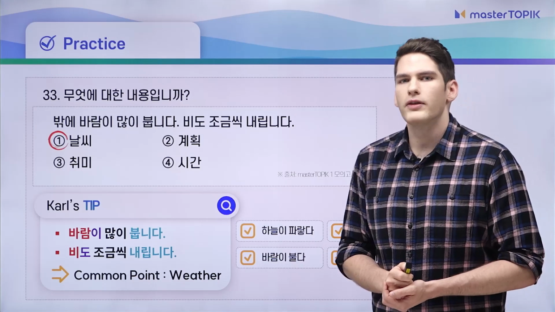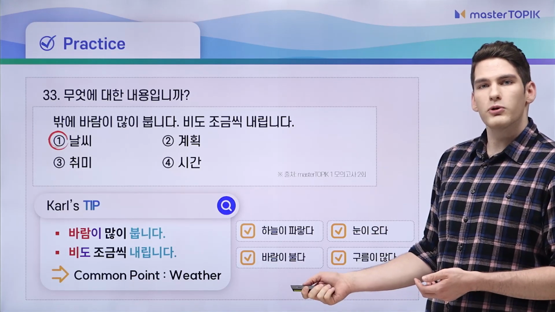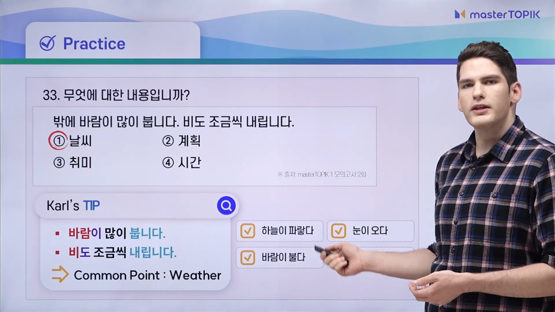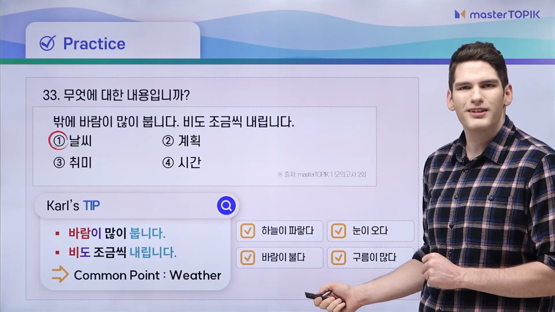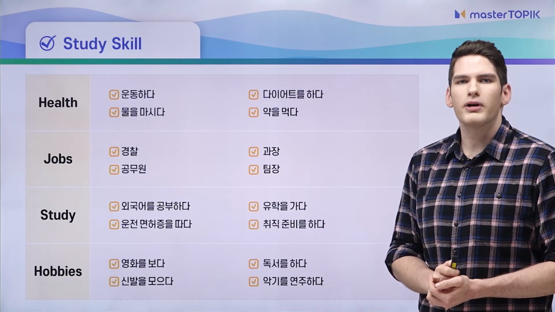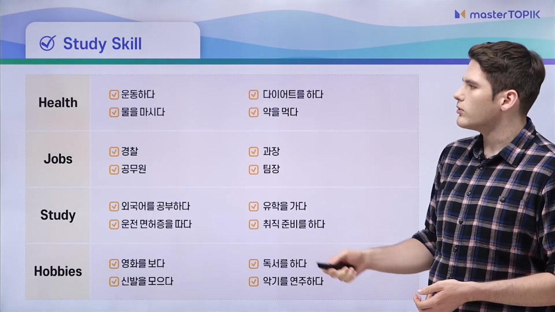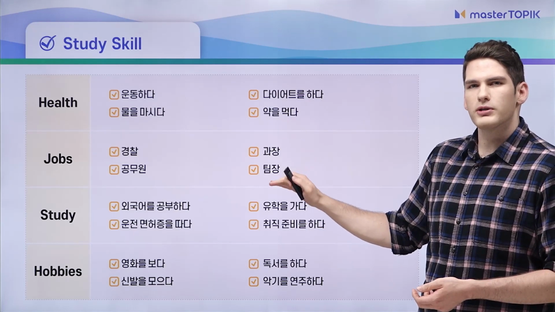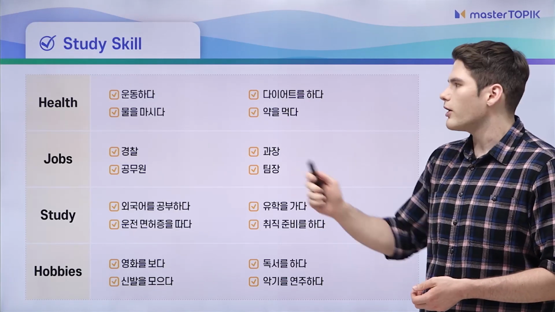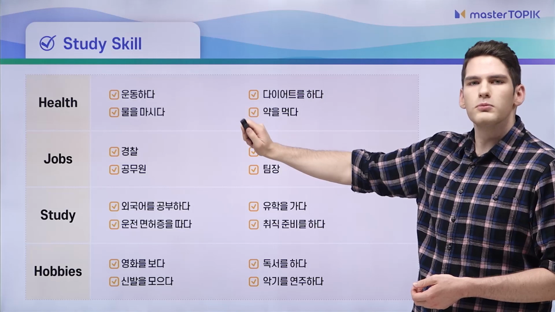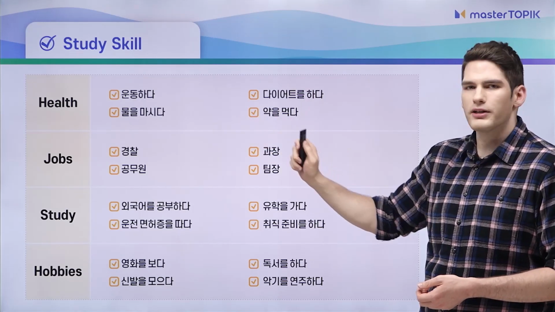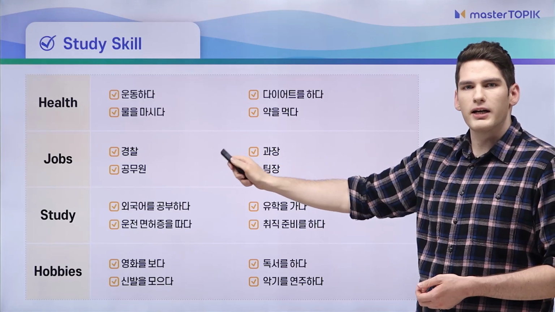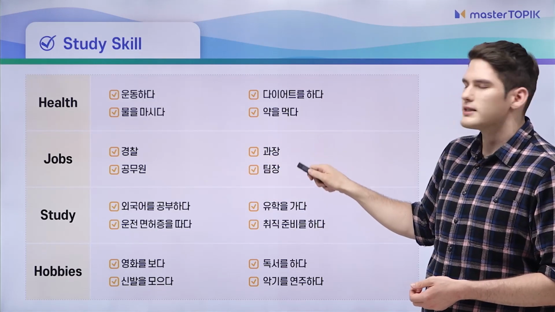All right, and then over here, we have a couple more expressions for you to learn, and these are very common expressions, so you are going to want to learn all of those. We'll just go over these real quick. These are some vocabulary words that are very important for topic 1. So in health, we have 운동하다, 물을 마시다, 다이어트를 하다, 약을 먹다. Then we're going to go into jobs, 경찰, 공무원, 과장, 팀장.